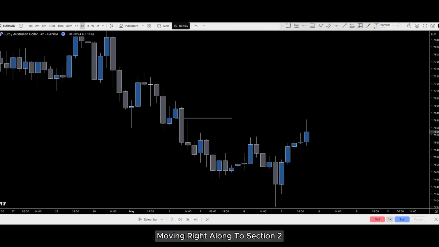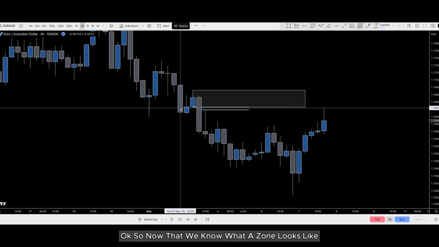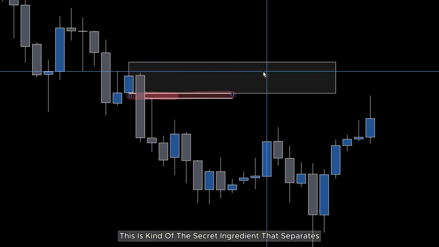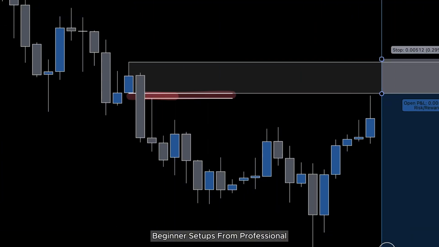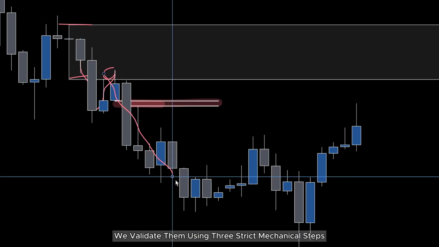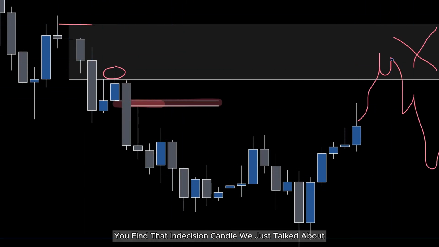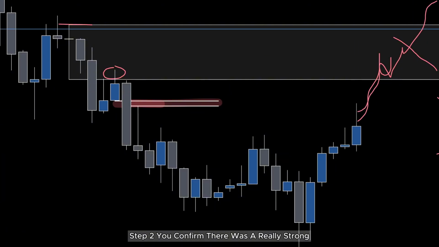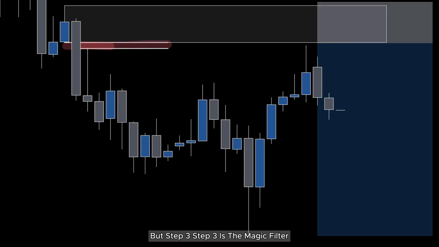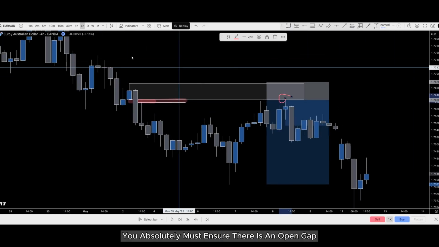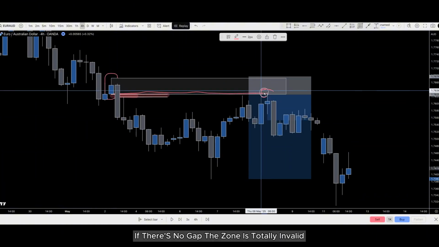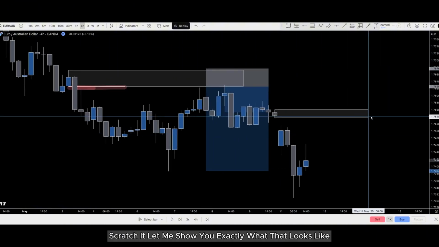Moving right along to section 2, finding imbalance zones. Okay, so now that we know what a zone looks like, we desperately need a way to filter out the weak ones. This is kind of the secret ingredient that separates beginner setups from professional, high-probability trades. To filter out the bad zones, we validate them using 3 strict mechanical steps. Step 1, you find that indecision candle we just talked about. Step 2, you confirm there was a really strong impulsive move away from it. But Step 3 is the magic filter. You absolutely must ensure there is an open gap and imbalance between the wicks of the surrounding candles. If there's no gap, the zone is totally invalid. Scratch it. Let me show you exactly what that looks like.